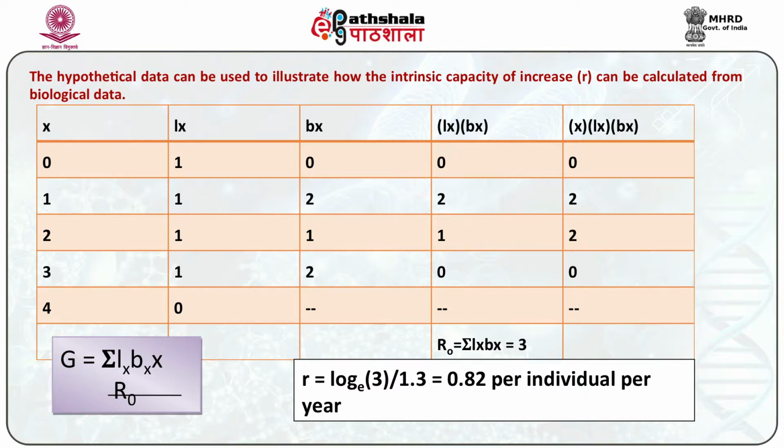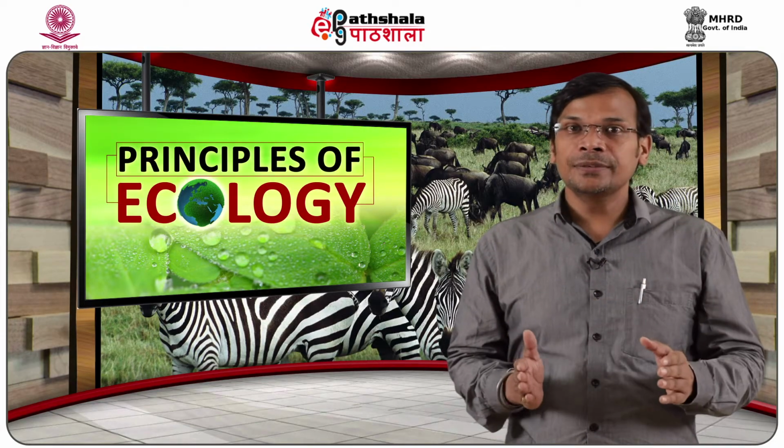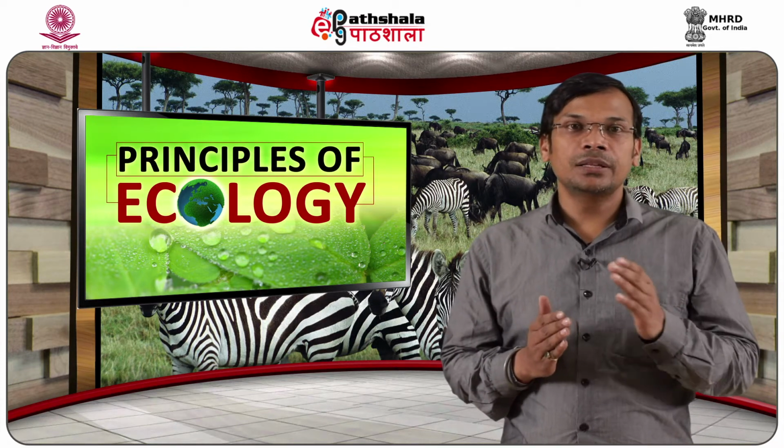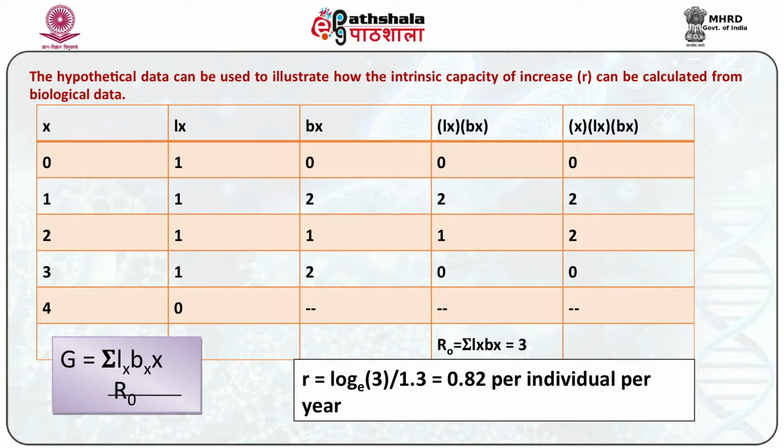The length of a generation, that is capital G, can be explained as the mean period between the birth of parents and the production of the offspring. Dublin and Lotka in 1925 defined the mean length of a generation by the formula capital G equals summation of Lx, Bx and x divided by summation of Lx, Bx, which is further derived as capital summation of Lx, Bx into x divided by capital R naught. For the given hypothetical data, the value of G is 1.3 years.